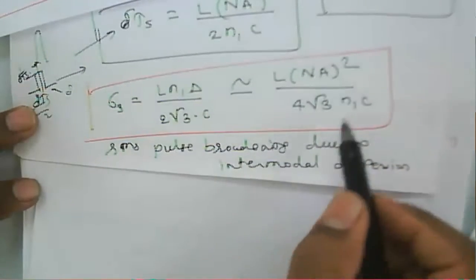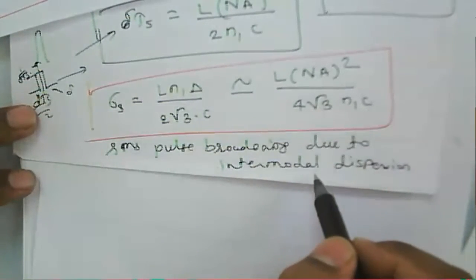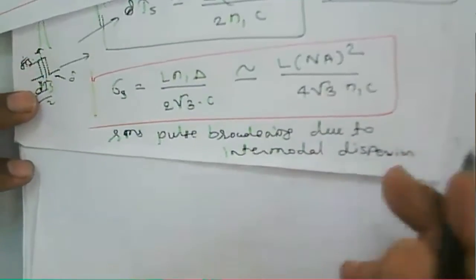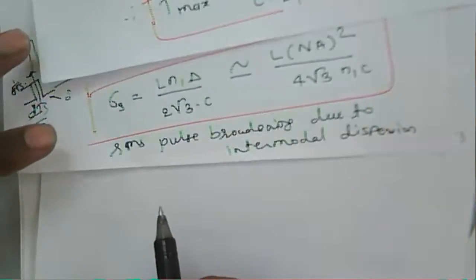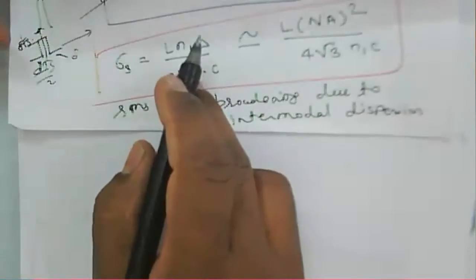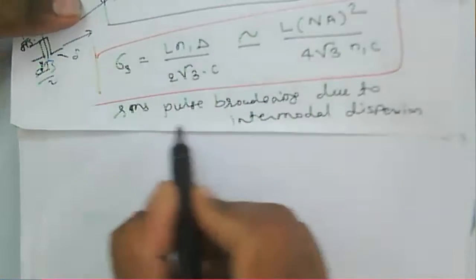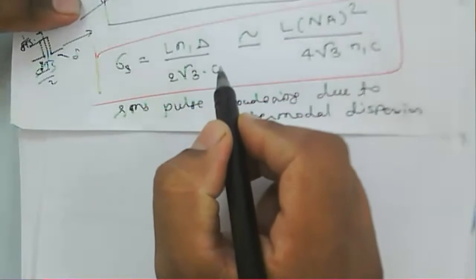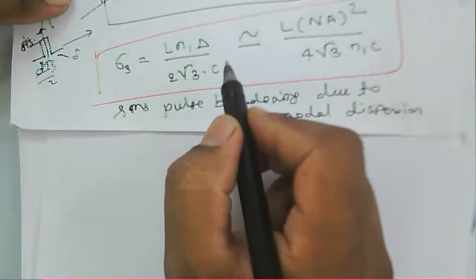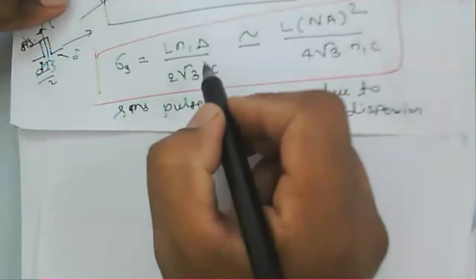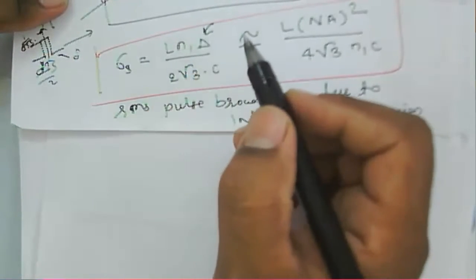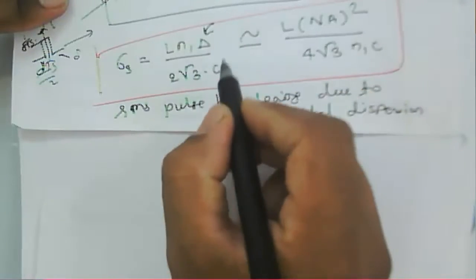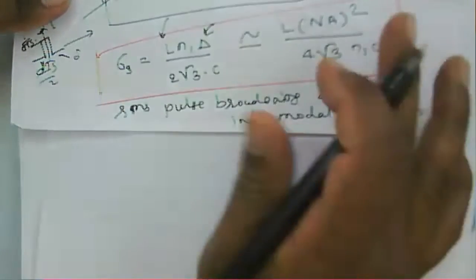So that RMS pulse broadening we have written directly here, and that broadening is due to the intermodal dispersion. Now, if you see here, that RMS pulse broadening will depend upon the refractive index, or we can say it will depend upon the relative refractive index difference, that is delta, and again it will depend upon the length of the fiber.